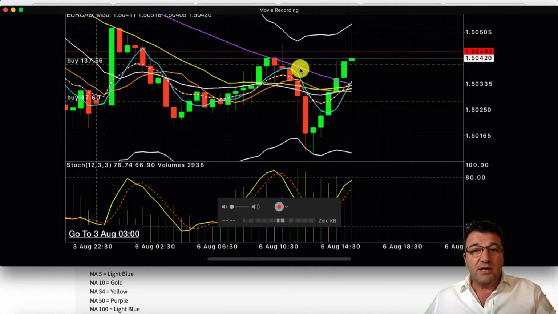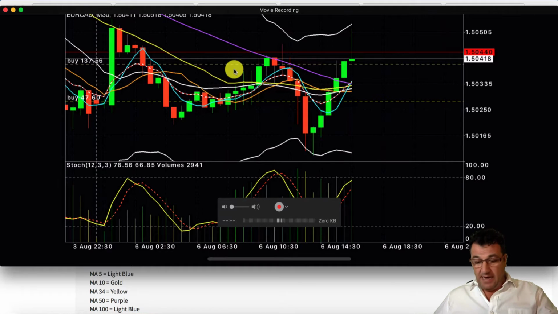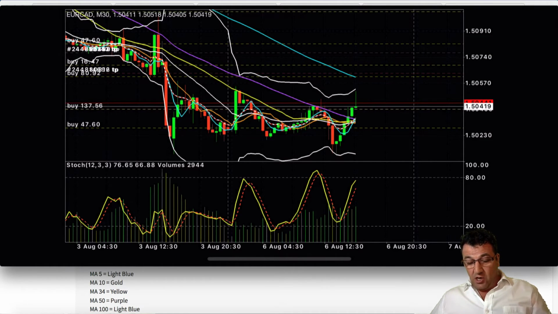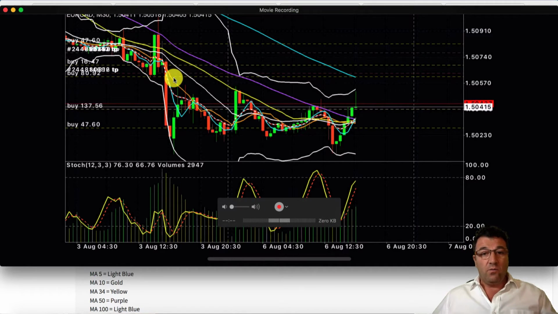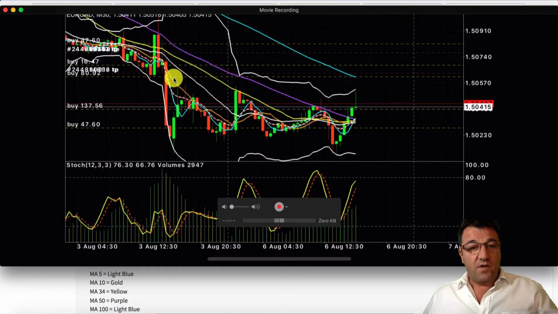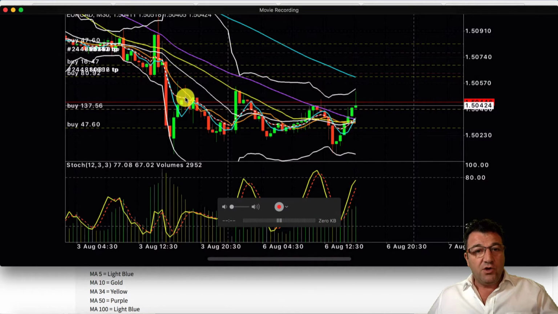So here's the 30-minute chart, and this is very interesting over here. Let me show you why. This is called a head and shoulders. With the people that follow the candlestick regime, you can see here's the head, here's a shoulder, and here's a shoulder.